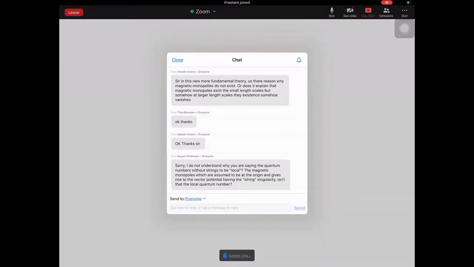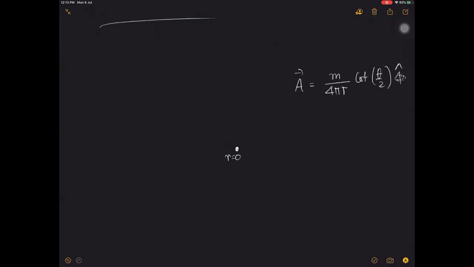The answer is that no, it is not a local quantum number, because it has this string which runs from the origin. Let me go to the board. This is a position at r equal to 0. Suppose I take this form of A, which is m by 4 pi r into cot theta by 2, into phi hat. So this has a string of singularity. For all r, if I put theta equal to 0, I have singularity running all the way to infinity, r equal to infinity.